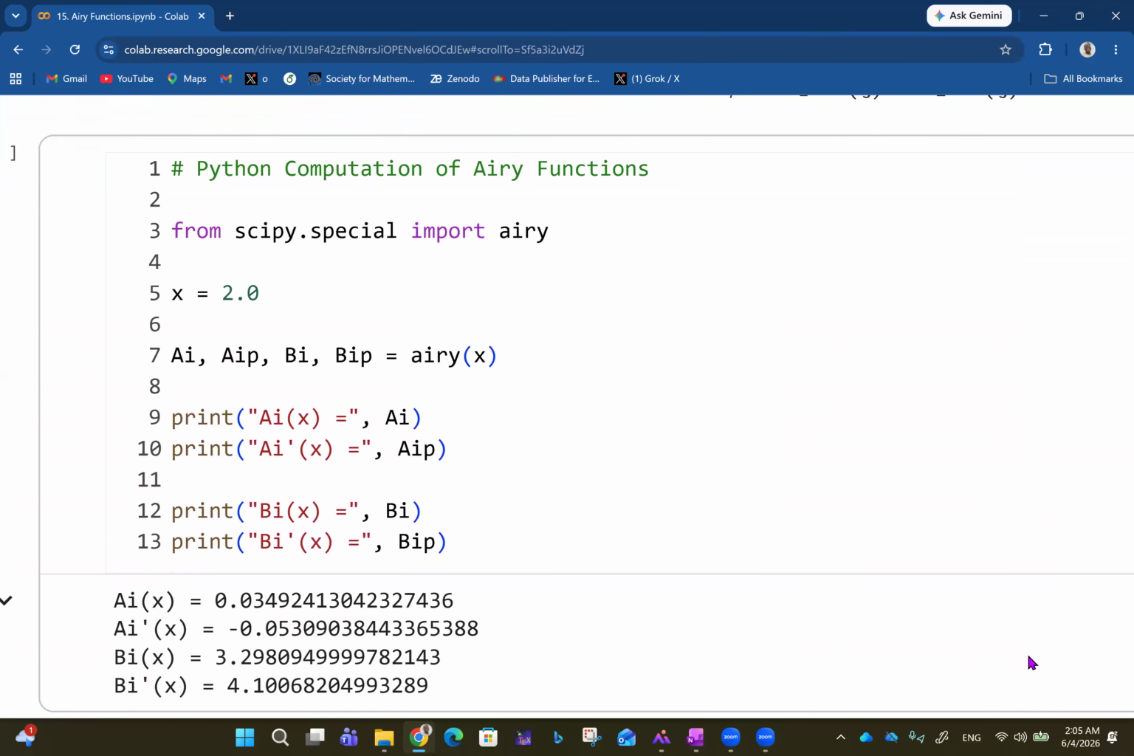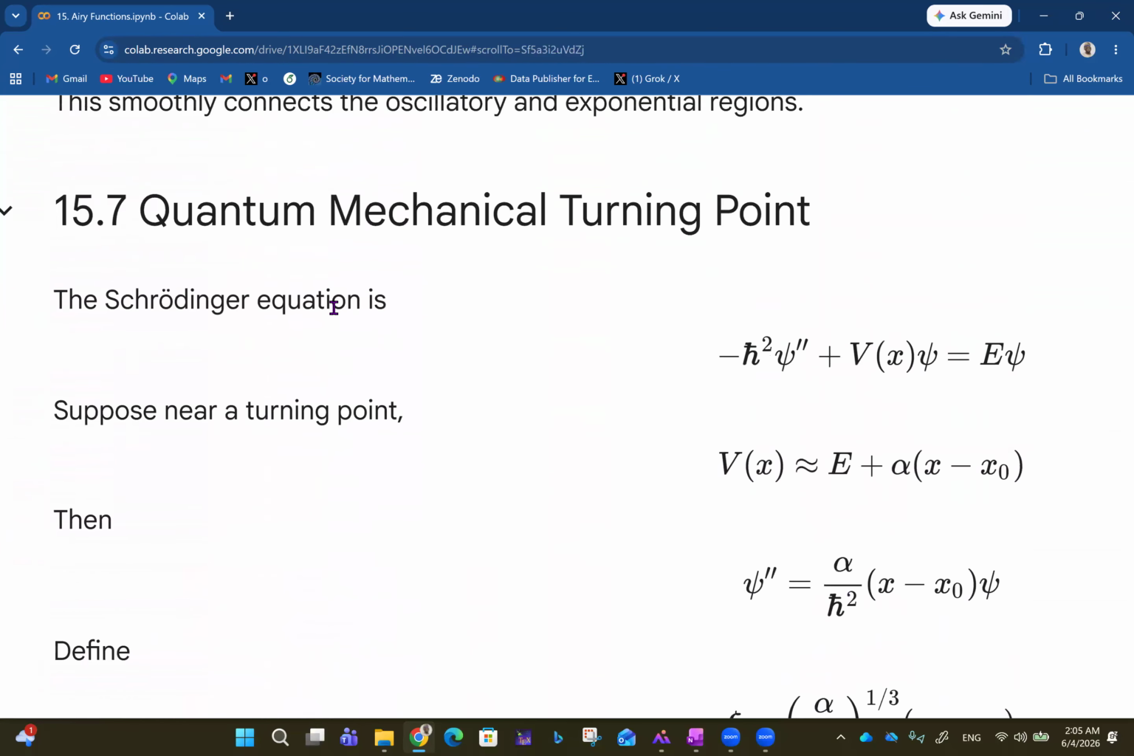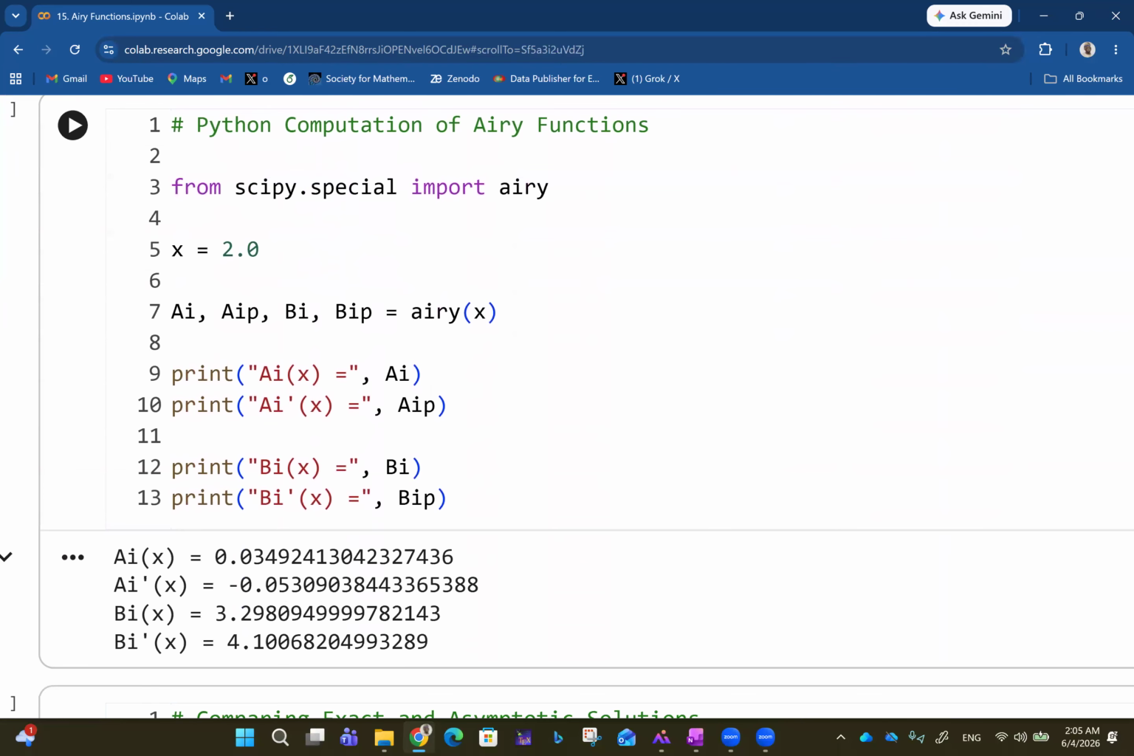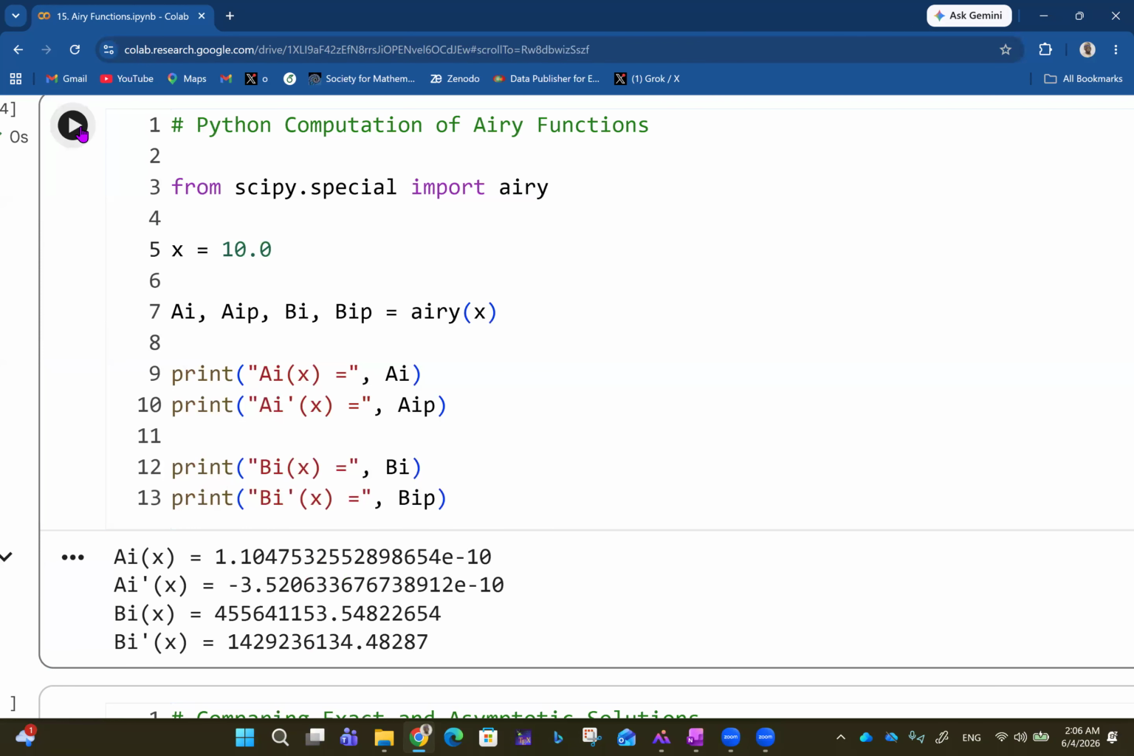So we then have Python computation of Airy functions now. If you take x to be 2.0, or you can make your x whatever you want it to be, you can calculate Ai, Aip, Bi, Bip with Airy of x. So that is Ai prime, Bi prime. Then we just print all of this and we have that. So what if we make it 1? Does it work? If x is 1, see what we get. We have all these values like this. So what if we make it 10? What do we get? We get all of this.